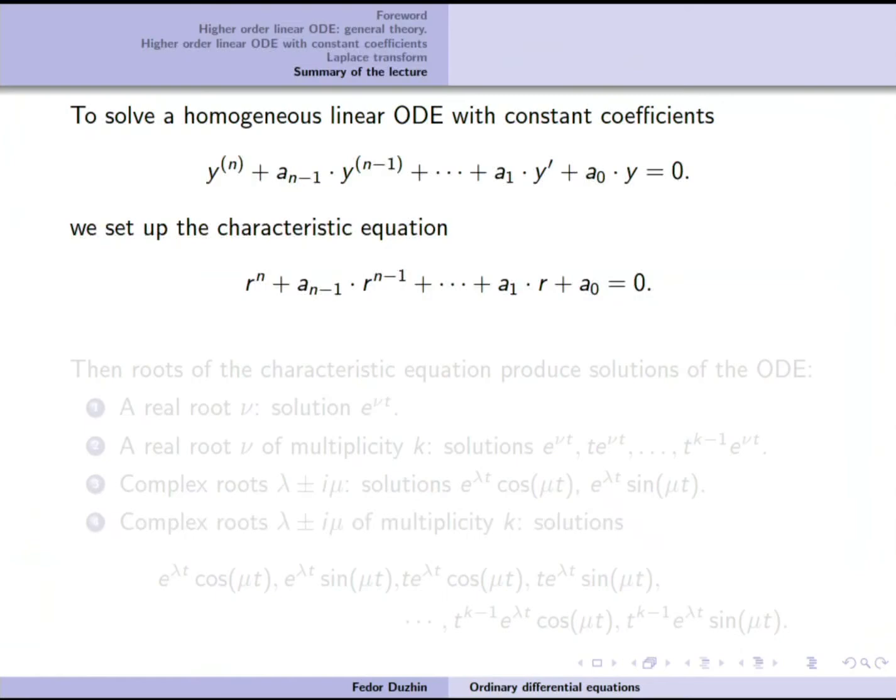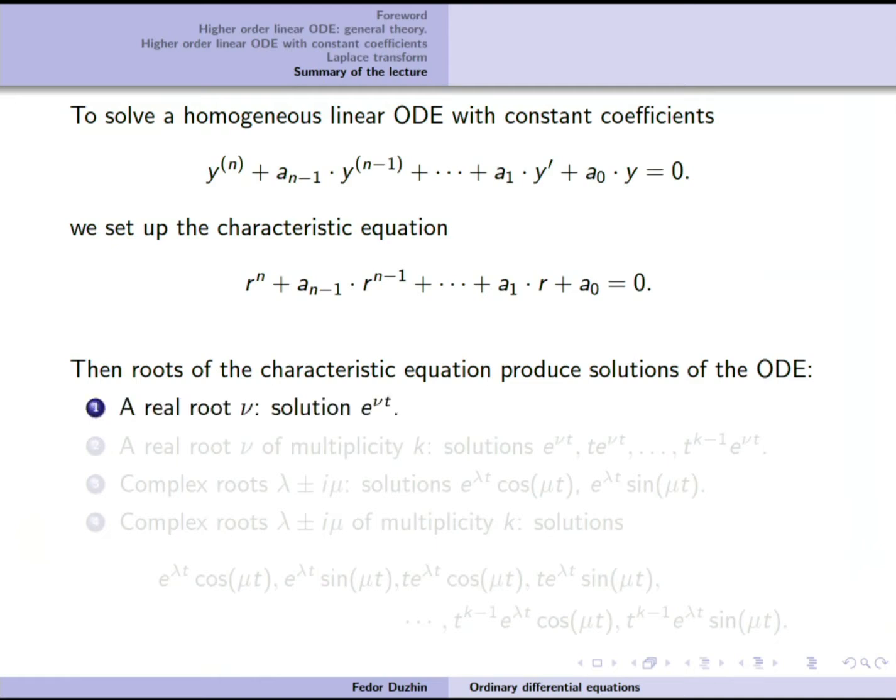Alright, let us summarize the lecture. In this lecture we have learned how to solve homogeneous linear ordinary differential equations with constant coefficients of order n. So we need to set up the characteristic equation, and then every root of the characteristic equation produces one solution of the differential equation.